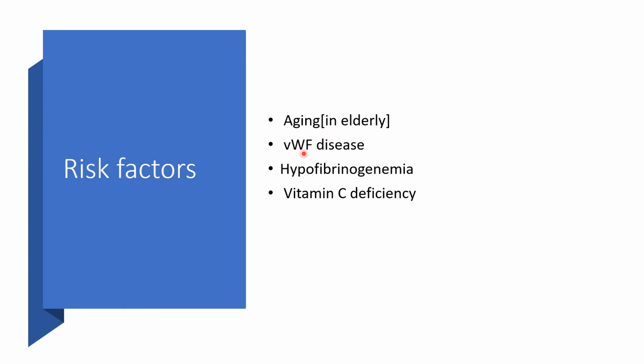Von Willebrand factor disease will lead to massive bleeding, particularly in women during childbirth, and anyone with von Willebrand factor disease having surgery. So, hypofibrinogenemia and vitamin C deficiency.